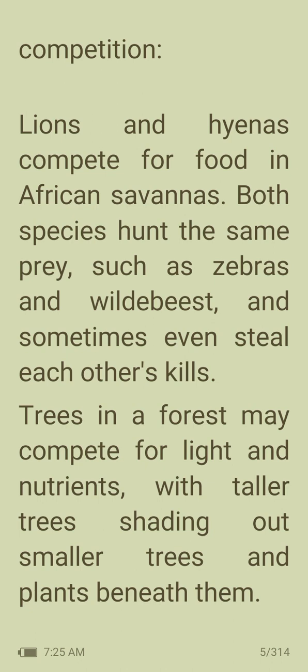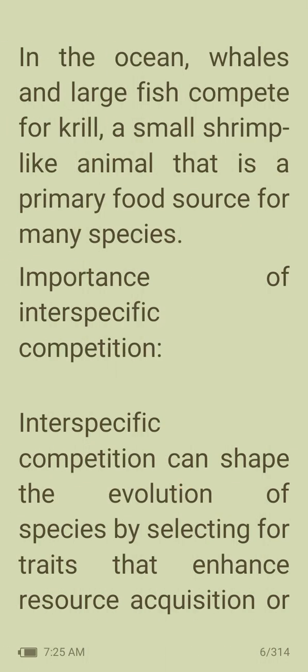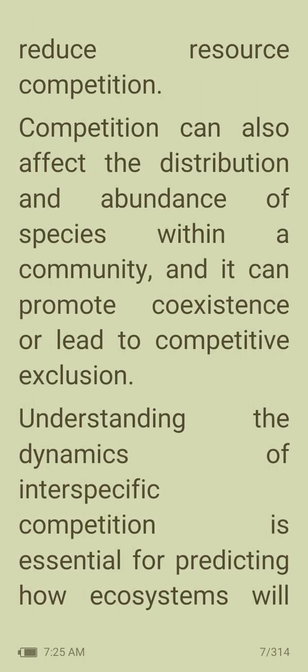Trees in a forest may compete for light and nutrients, while taller trees shade out smaller trees and plants beneath them. This is an example of interference competition. In the ocean, whales and large fish compete for krill, a small shrimp-like animal that is a primary food source for many species. Importance of interspecific competition: it can shape the evolution of species by selecting for traits that enhance resource acquisition or reduce resource competition.